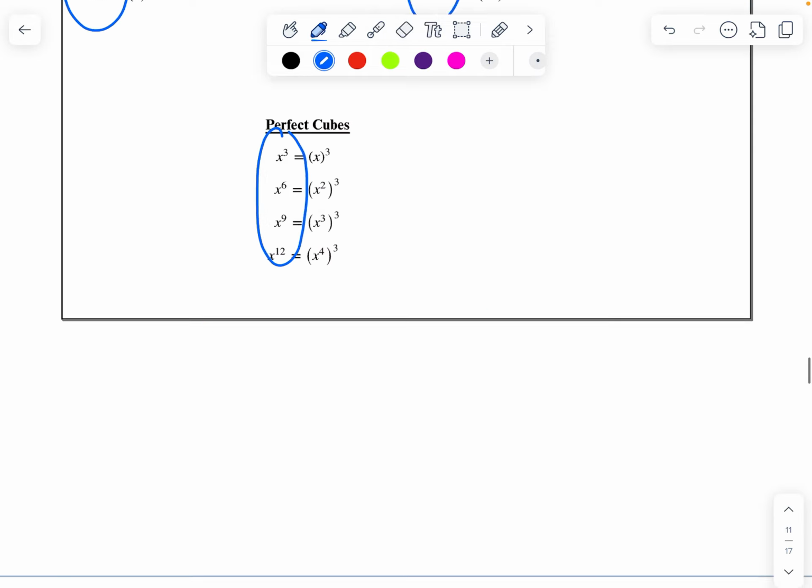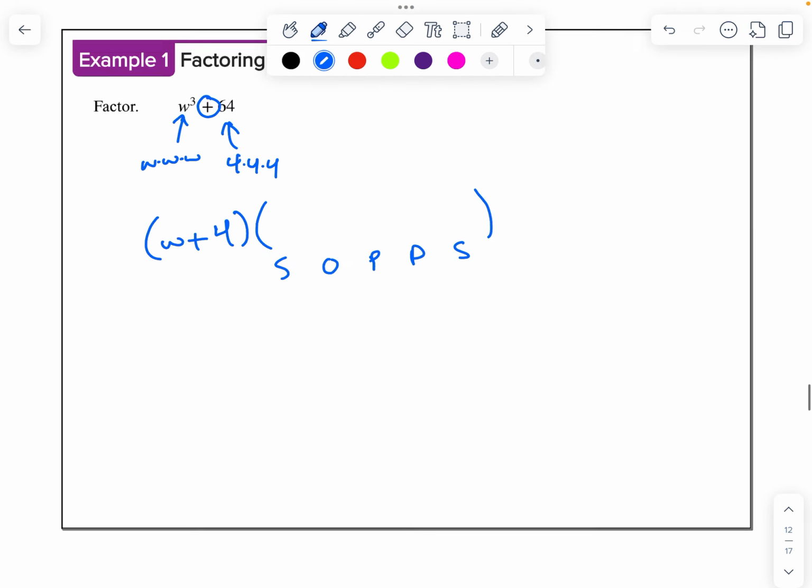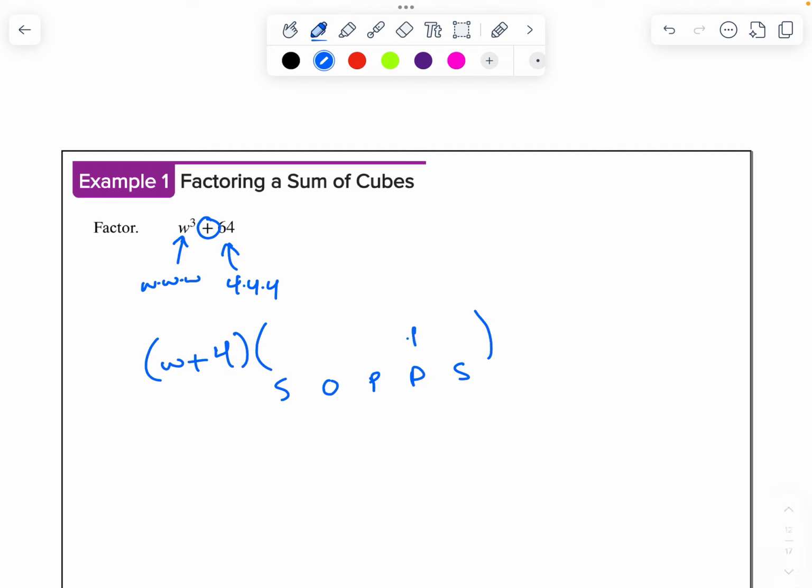SOPPS stands for square, opposite sign, product, plus square. And so I'm going to fill in the easiest stuff first. This is always going to be a plus, and this right here is always going to be the opposite of the sign that we're given in the problem, so that needs to be a minus. Now, starting from left to right, the first item, square, is w squared.